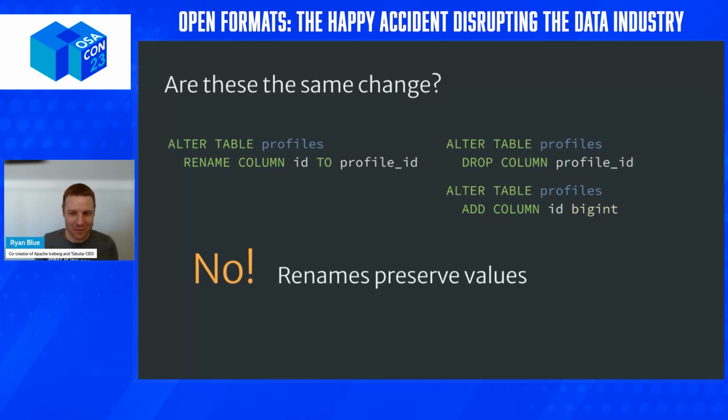If I rename my ID column to profile ID, the values in that ID column should still be there. And that's very important because I may need to rename to profile ID, but I don't want to lose the IDs of my table. On the other hand, dropping ID and adding a column profile ID does exactly that. It removes all of those columns and adds a new one.